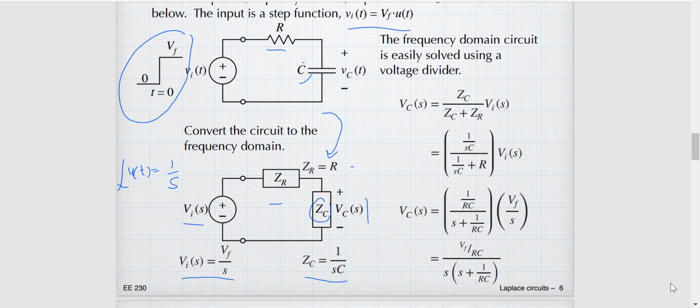Okay, so the frequency domain of the circuit we can easily solve by using the voltage divider. Vc, the capacitor voltage, is Zc per Zc plus Zr dot Vi. And then we put the Zc is 1 per sC and Zr is R. So we got this one, multiplied by Vi. And then we replace Vi by using Vf per s. So we got these equations. Okay, so Vc(s) becomes Vf per RC per s multiplied by s plus 1 per RC.